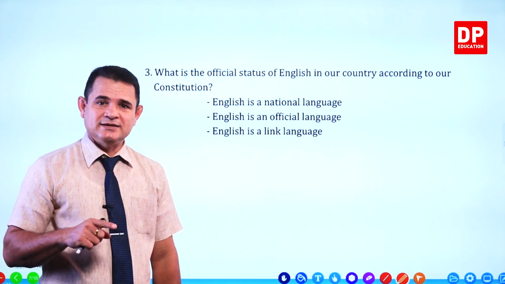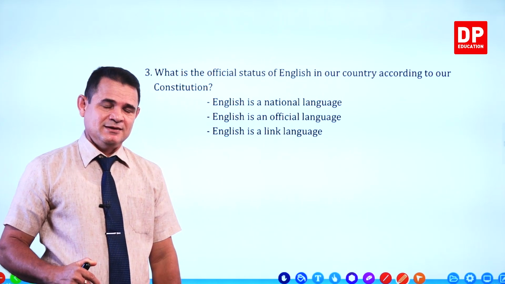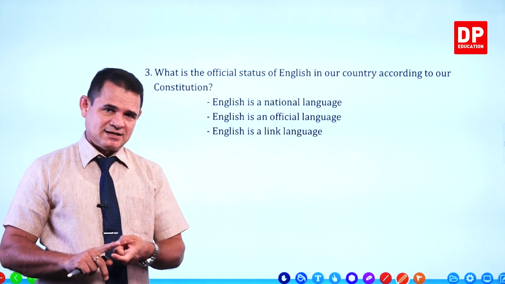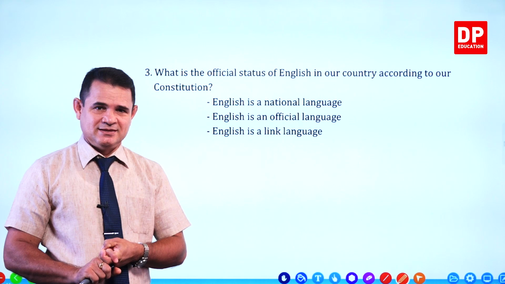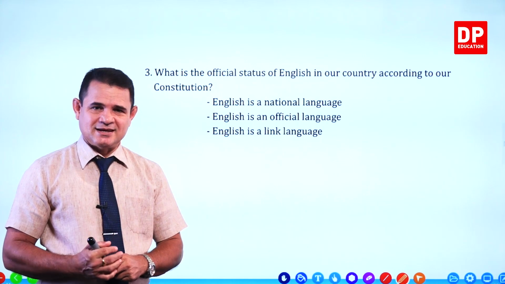Link language, we discussed in our previous lesson. මොකද්ද link language කියන එක අපි සාකච්ඡා කරා කලින් පාඩමේදී. එහෙනම් මොකද්ද අපේ රටේ තියෙන තැන ඉංග්‍රීසි වලට?